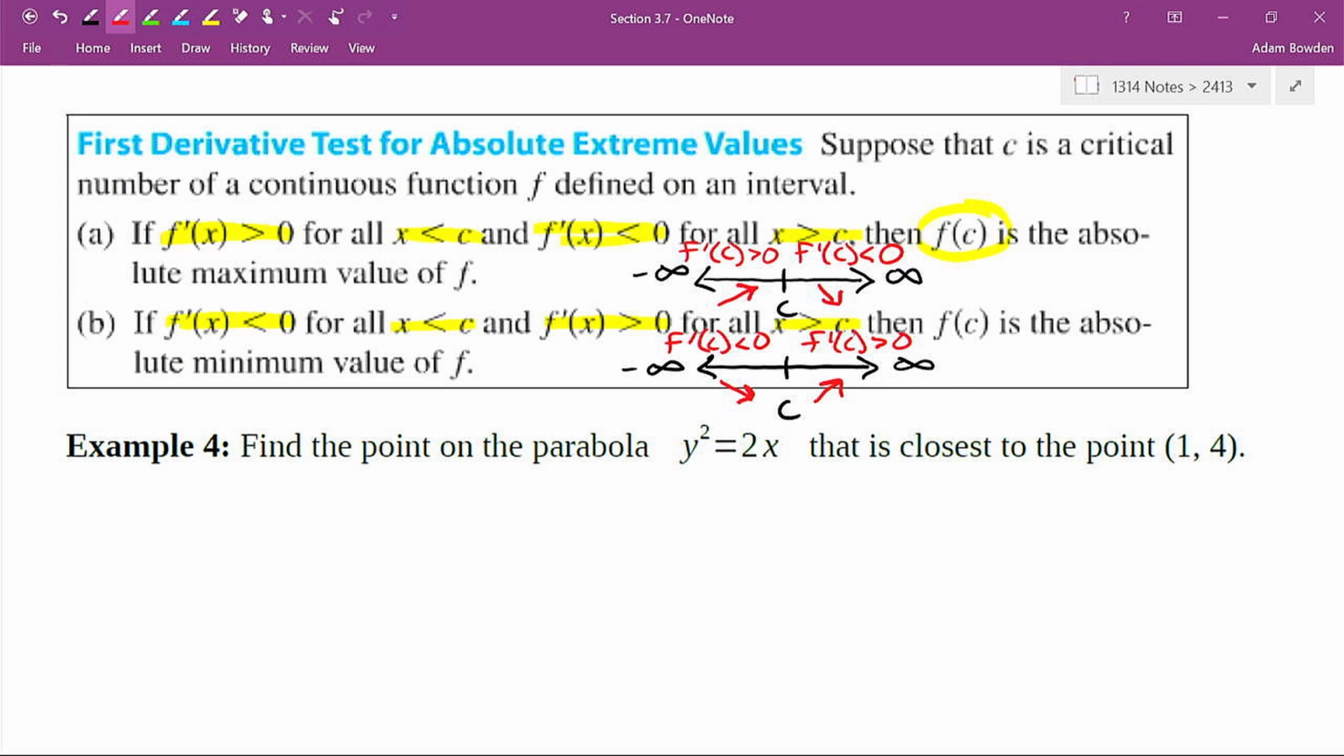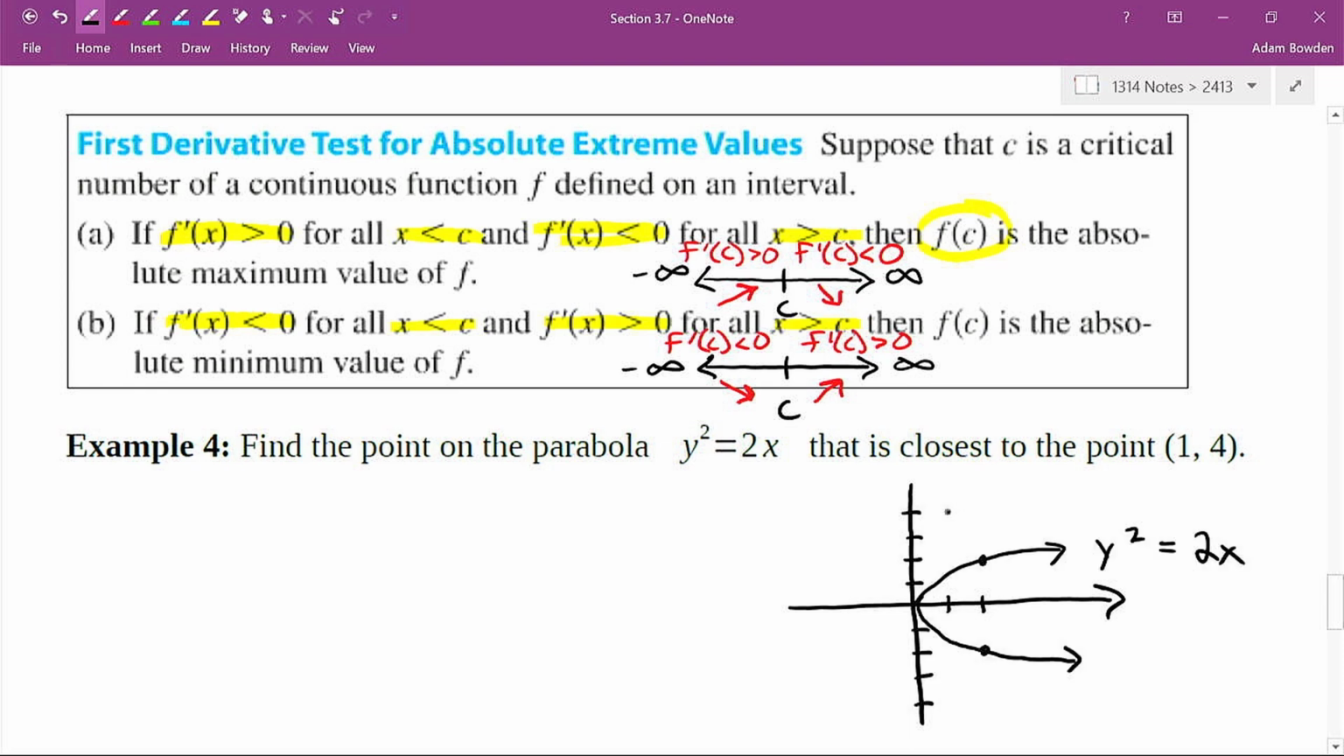We're going to use this in applications like the next one here that says find the point of the parabola y squared equals 2x that is closest to the point (1, 4). So let's take a look at what we're dealing with here. Y squared equals 2x is actually a sideways facing parabola. We're trying to find the distance to this point (1, 4). What's the shortest distance away from the parabola to that point?